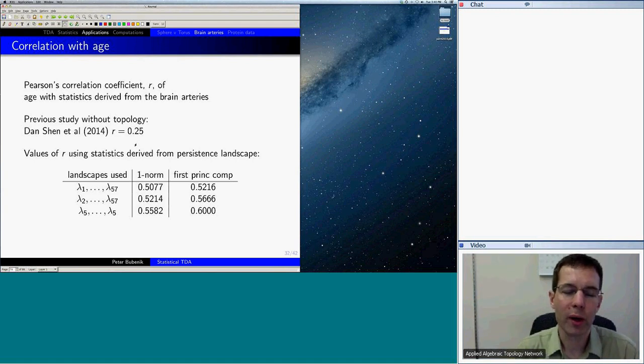So using topology, one can do better and use the landscape functions and take their one norm. We get a value of around 0.5. Actually, ignore the biggest landscape function. We do better. So somehow that one is a bit noisy. And we do best by just using the fifth landscape function. And instead of using the one norm, we use the first principal component. We do even better.